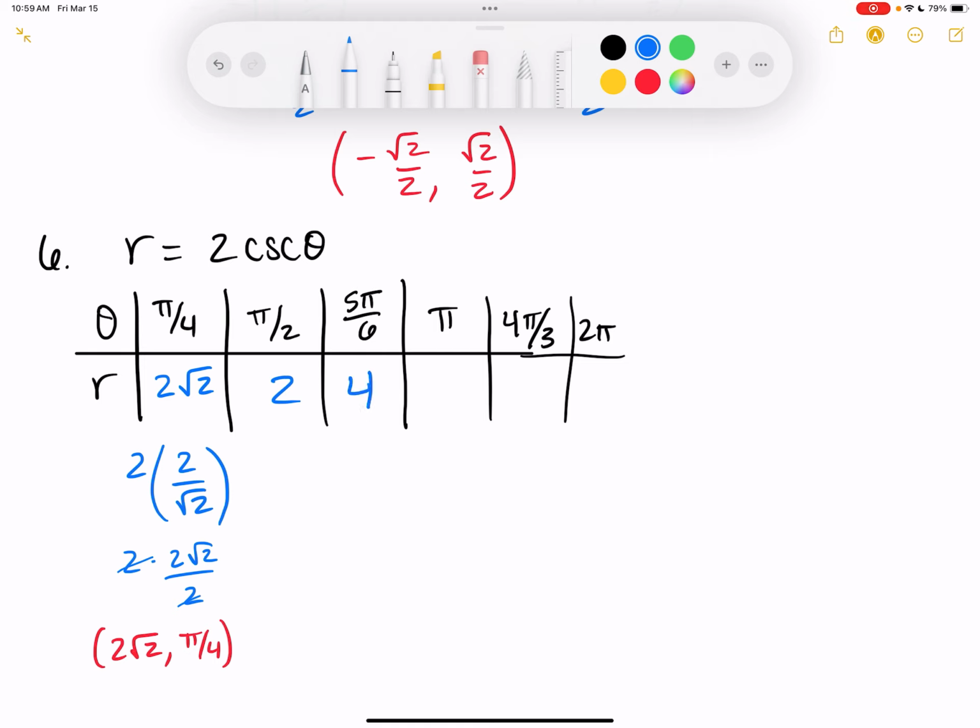Now the tricky one. What's the sine of pi? -1. 0. Oh, I'm thinking of cosine. So 2 times 1 over 0 is... perhaps it's 0. Oh, it's undefined. So I would just write UND for undefined. And that just means we can't plot that one.